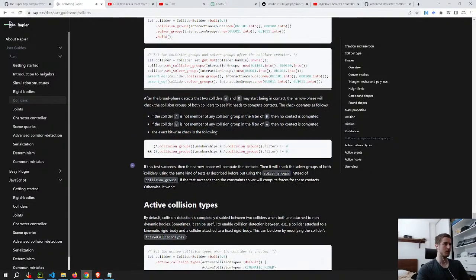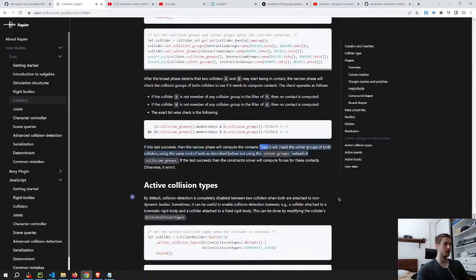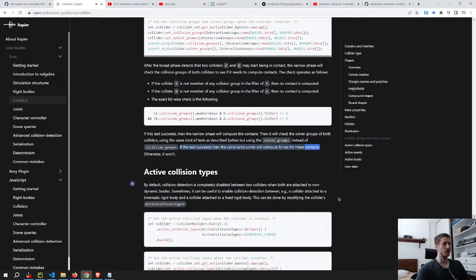(A.collision_groups.memberships & B.collision_groups.filter) != 0 && (B.collision_groups.memberships & A.collision_groups.filter) != 0. If this test succeeds, then the narrow phase will compute contacts. Then it will check the solver groups of both colliders, using the same kind of test as described before, but using the solver_groups instead of collision_groups. If the test succeeds, then the constraint solver will compute forces for these contacts. Otherwise, it won't.